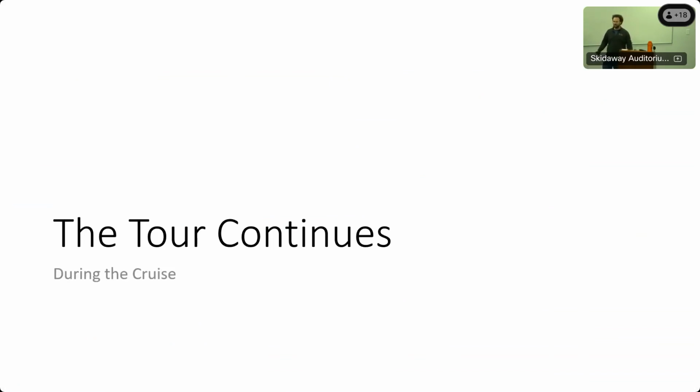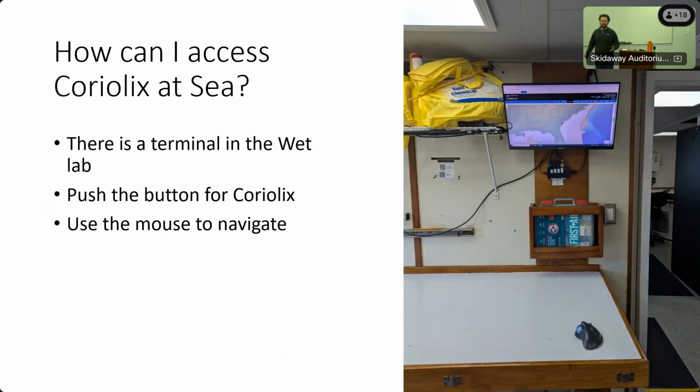All right, so during the cruise, what can you do? Well, you probably want to know how you can access the site. Well, Morgan has set up a little station to make it easy. So the first thing you're going to have to do is click on this changer. And you just click the Coriolix button and it will bring you to the website. And then you're going to use the mouse to navigate the website. 90% of this requires no typing. The few bits that do require typing, you can ask Morgan and she's happy to lend a keyboard.